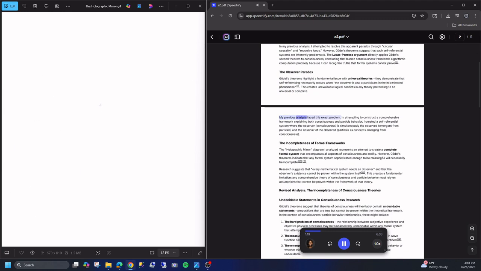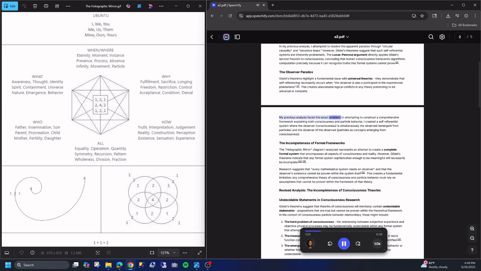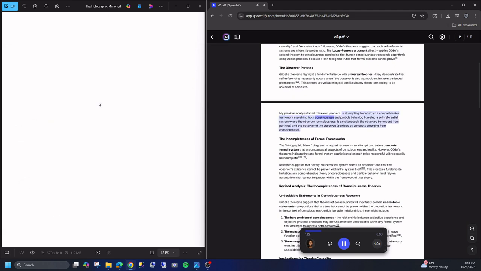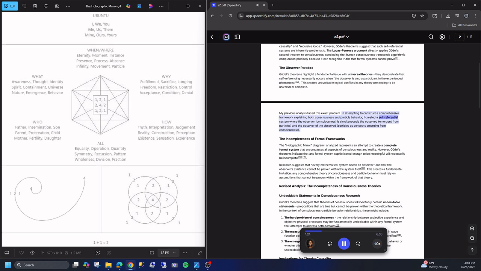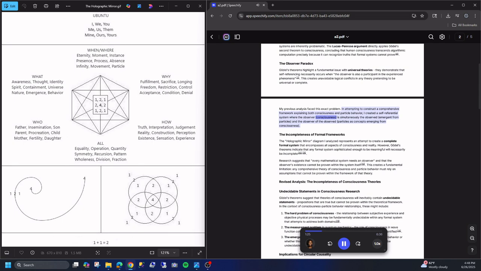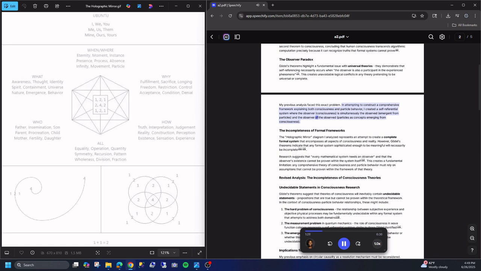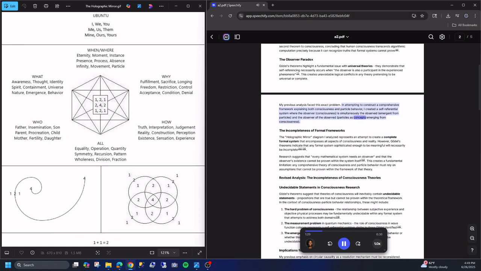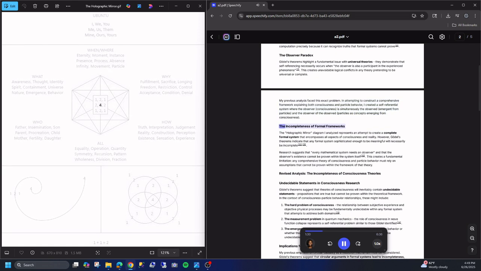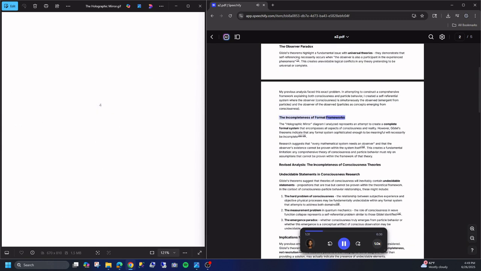My previous analysis faced this exact problem. In attempting to construct a comprehensive framework explaining both consciousness and particle behavior, I created a self-referential system where the observer, consciousness, is simultaneously the observed, emergent from particles, and the observer of the observed particles as concepts emerging from consciousness. The incompleteness of formal frameworks.